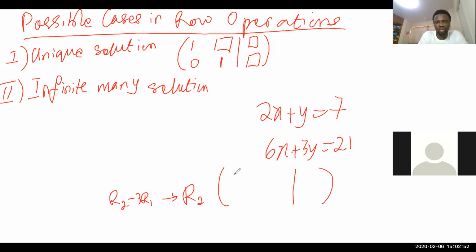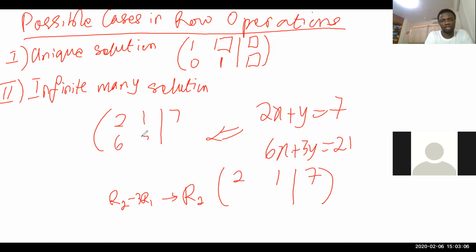This remains 2, this remains 1, this remains 7. Remember, this will be 2, 1, 7. Maybe I make it look like a concrete example, but we can actually figure it out here. So now, for my second row, I want to perform this row operation.